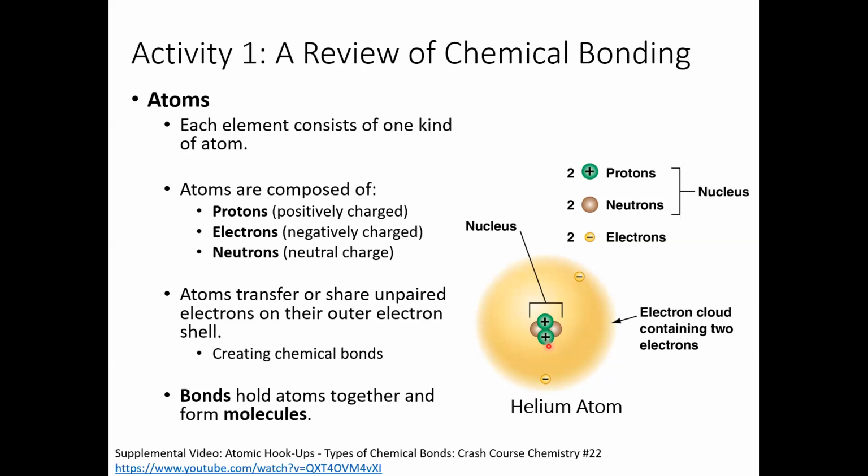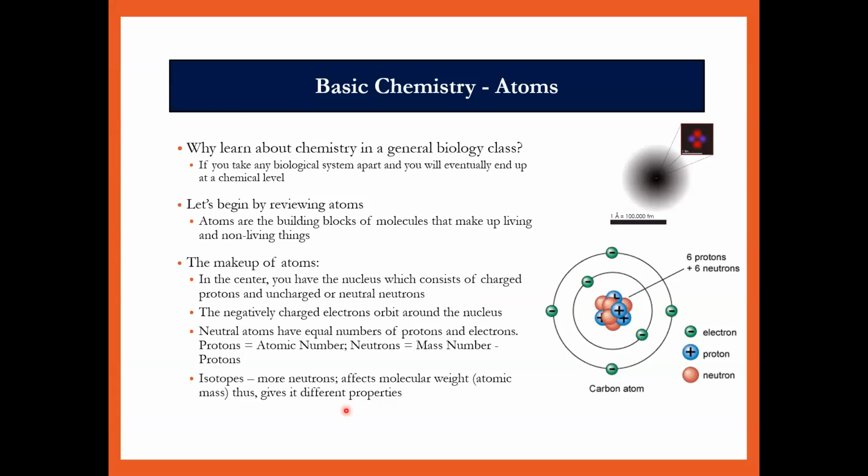And then, yeah, we'll leave it at that for now. So these atoms can transfer or share their unpaired electrons to form these chemical bonds. And that's how these atoms will grow eventually into molecules, by forming these bonds. These bonds hold atoms together to form molecules.